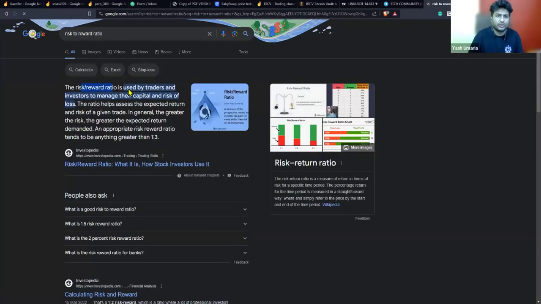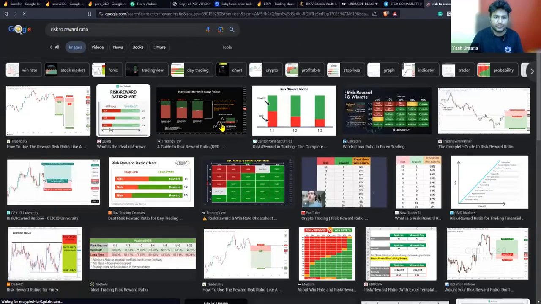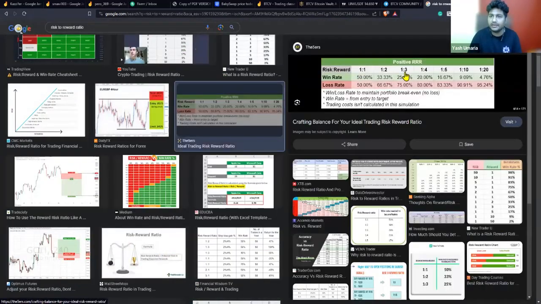I mean, of course, the risk to reward ratio is used by traders and investors to manage their capital and risk of losses. Let me use an image for that. Yeah, this one. I hope everyone can see it. Okay. Now it says, see, risk to reward ratio is 1:1. Okay. That means your win rate is 50% and your loss rate is 50%.